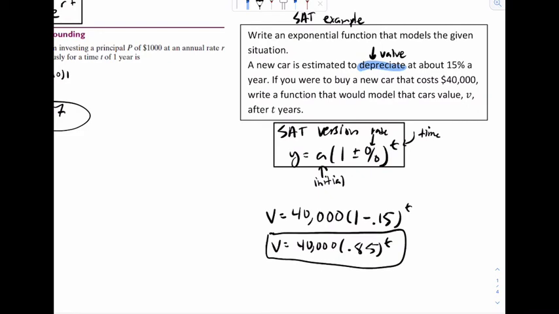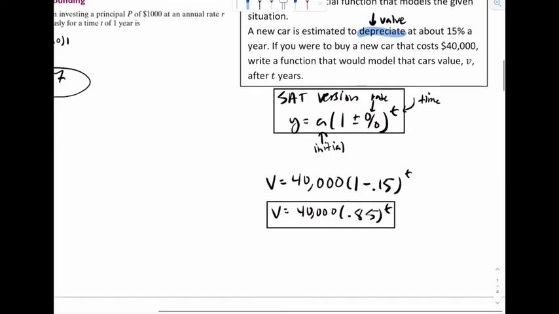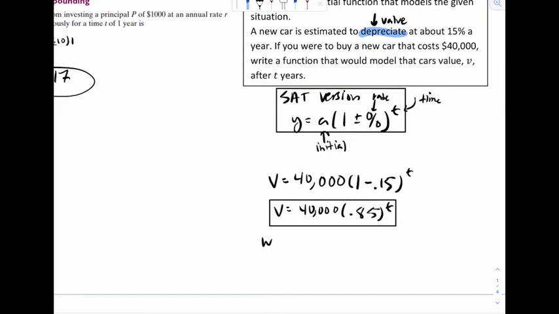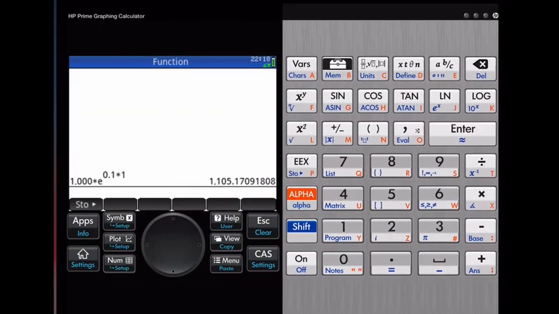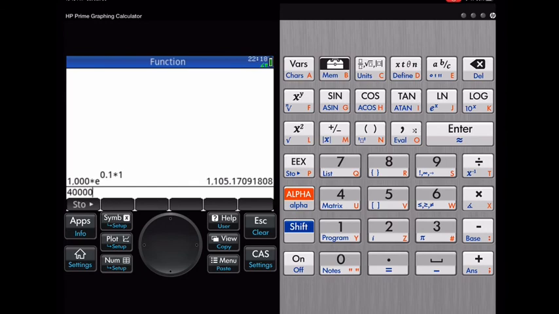And this is going to model the function. And this is actually true. You can look it up. A car actually does depreciate at around this rate. And let's actually calculate that. Let's actually add an extension. What is the car's value after 10 years? Let's see. So 40,000 times 0.85 to the 10th power. So that's 7875 about.